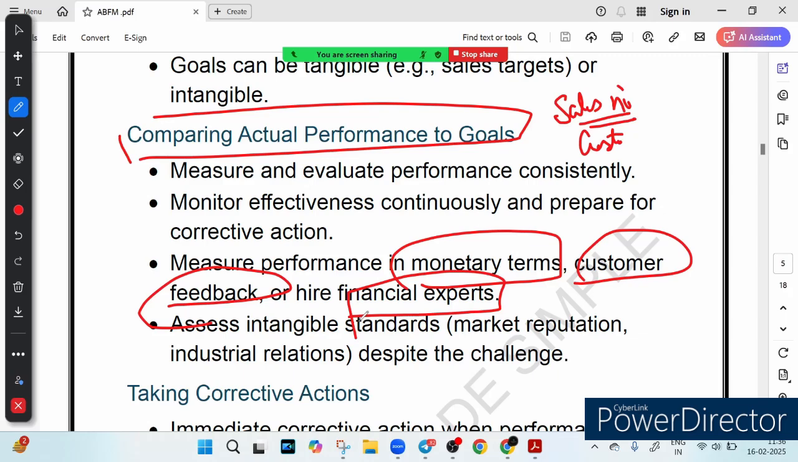Did we hit the sales target? This is in monetary terms. Are the customers happy? This is the customer feedback. Or what did the financial expert say? Are we making a profit?